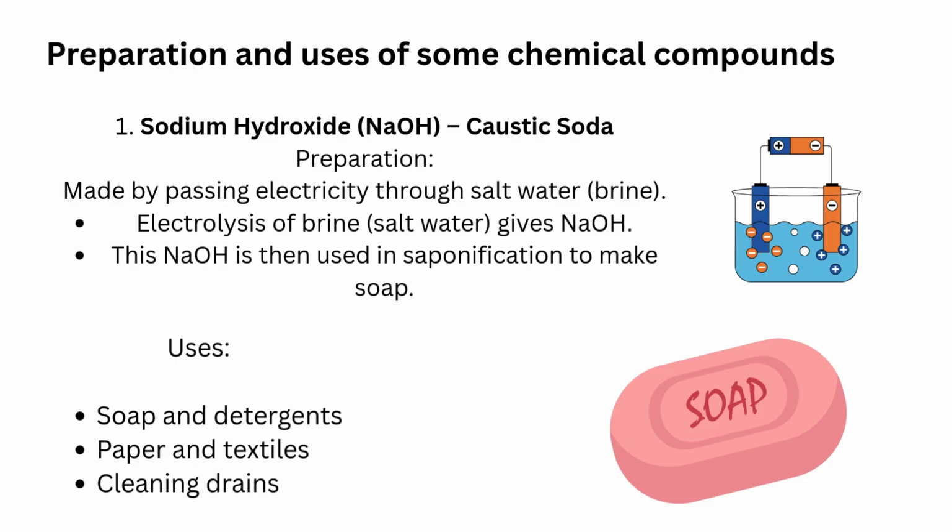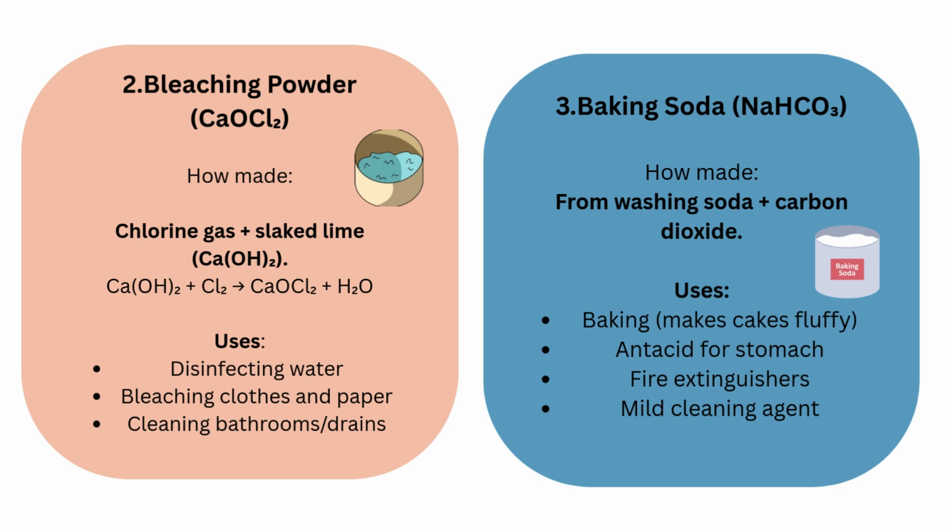Let us look at the preparation and uses of some chemical compounds. 1. Sodium hydroxide. Sodium hydroxide, an alkali, is used in making soap. It is made by passing current through salt water, or brine, through a process called electrolysis, which gives sodium hydroxide. This sodium hydroxide is used to make soap and detergents. It is also used in paper and textiles.